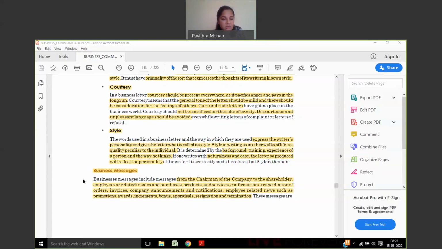The next one we're going to have is that a business message includes messages from the chairman of the company to the shareholders. A business message means a message sent across from the chairman to shareholders or employees, or related people to sales and purchases, or employees to products or services, or confirmation or cancellation of any orders, invoices, company announcements of any policies, or notification, employee-related news such as promotion, awards, increments, bonus, appraisals, resignation, termination. So all these things are considered business messages.